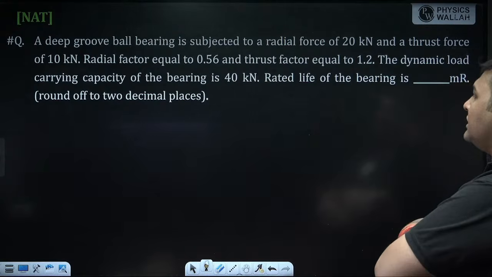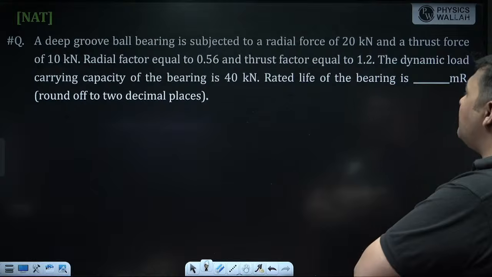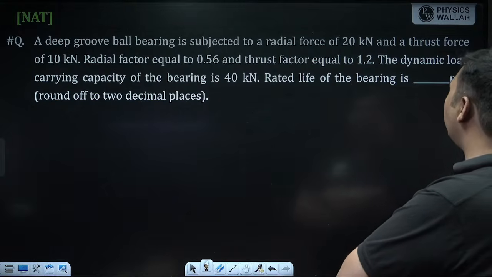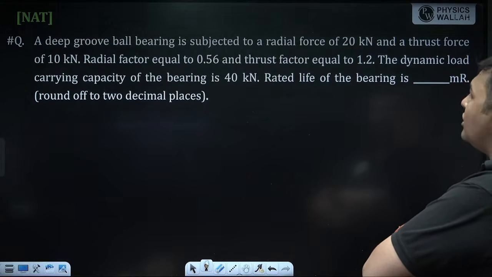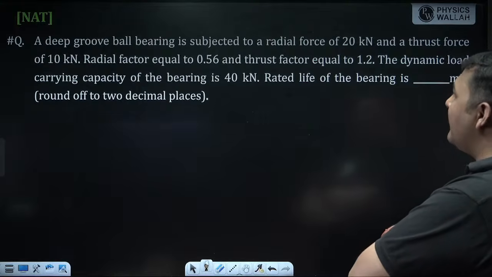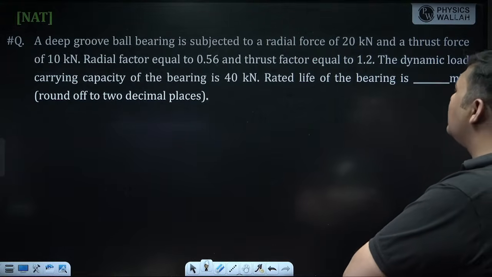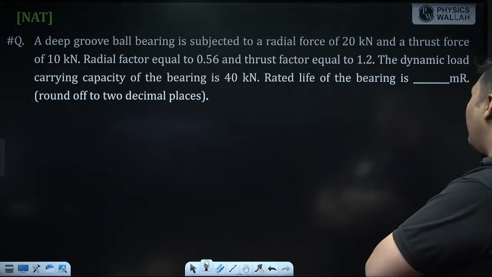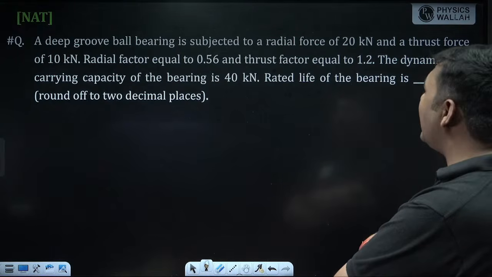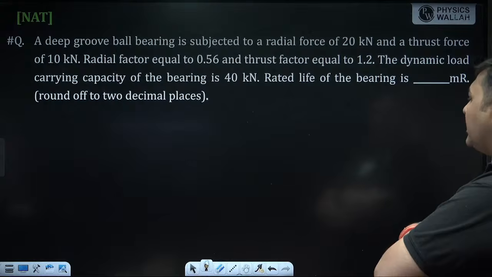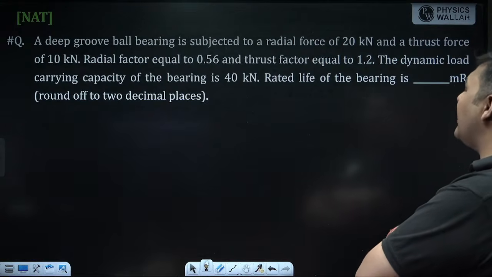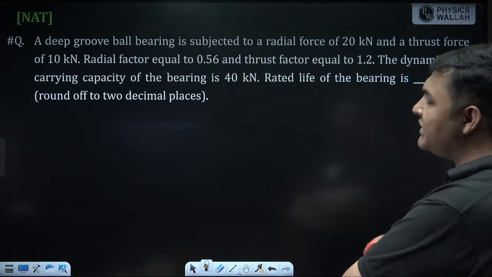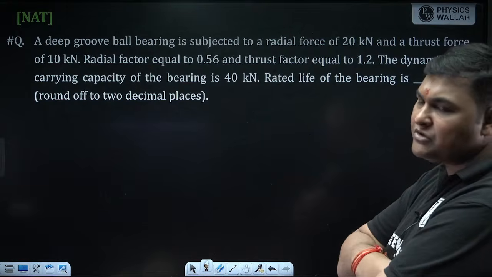What this question is saying: a deep groove ball bearing is subjected to a radial force of 20 and thrust, meaning axial load, of 10 kilonewton. Radial factor is 0.56, thrust factor is 1.2. Dynamic load carrying capacity of the bearing is given, it is 40 kilonewton. Then what is the rated life of the bearing in MR? The exam is asking the rated life of the bearing. It is a simple formula based question.